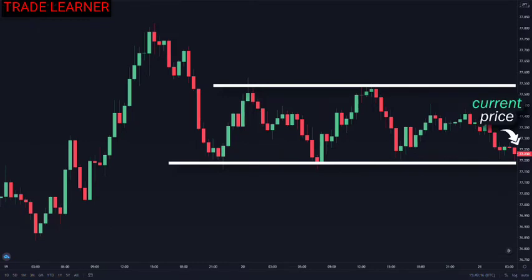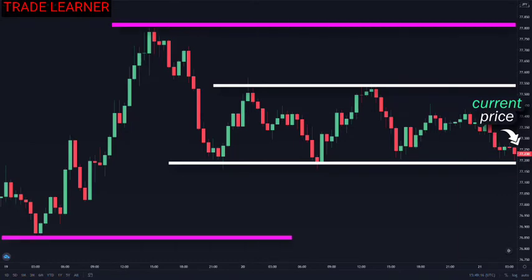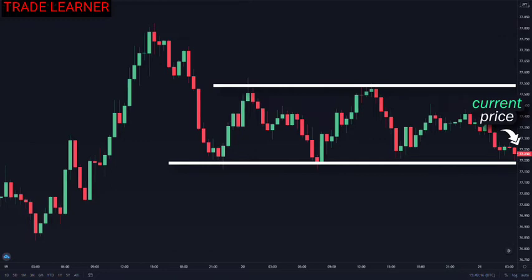You don't want to pick a zone that is too far away from the current price, like this one and this one. Even though these two lines fit the criteria of being a support and resistance line, they are still too far away from the price. Therefore, there's no point of drawing them. Remember, we only want to draw the lines that actually matter, because too many lines will look confusing.